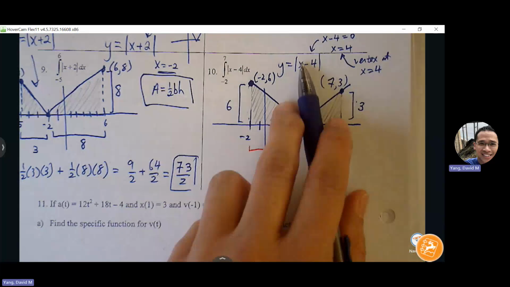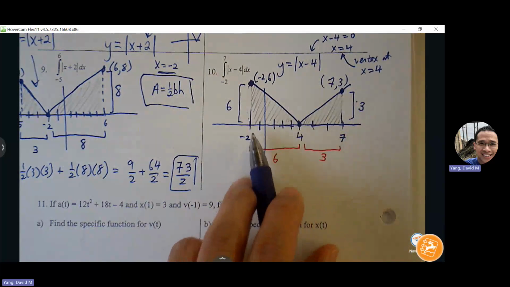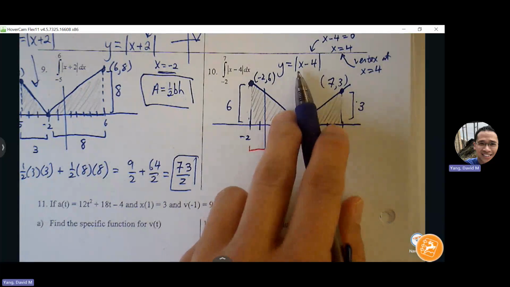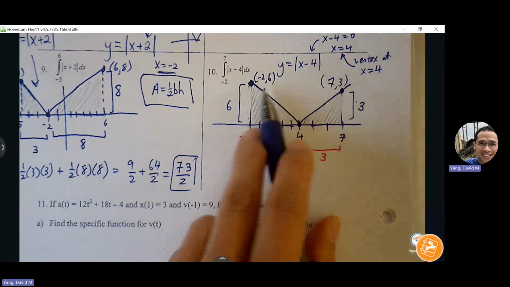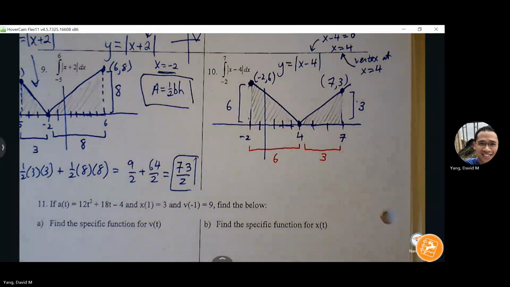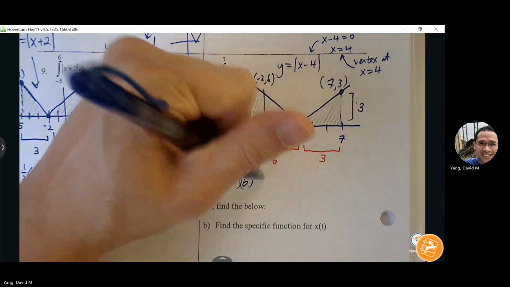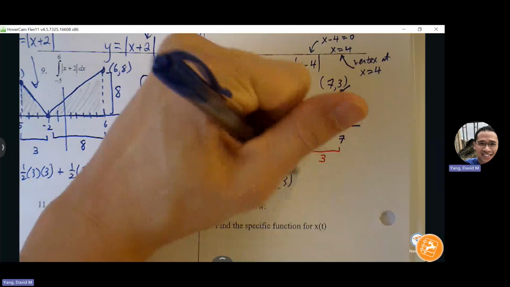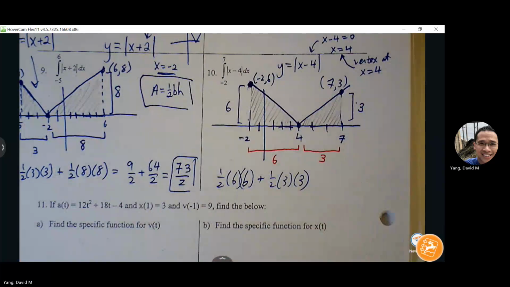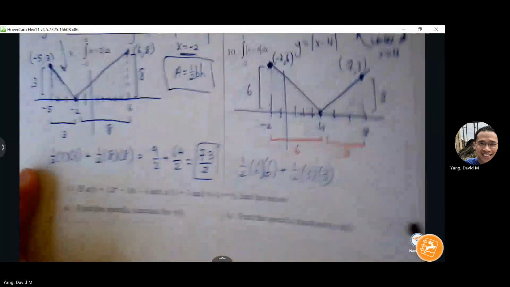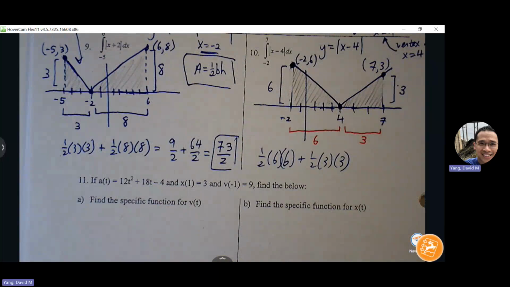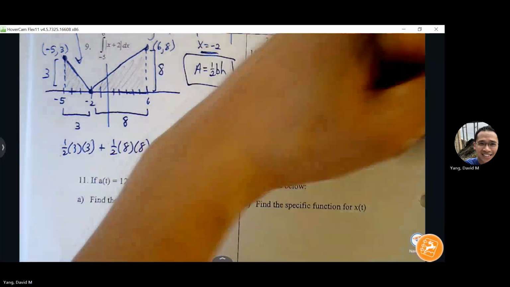So this is my function, right? If I plug -2 into the function, I can get the y value. So -2 minus 4 is -6. Absolute value of -6 is 6. Okay, one half base times height, one half base times height. Then one half base times height. Okay, so 36 over 2 plus 9 over 2.